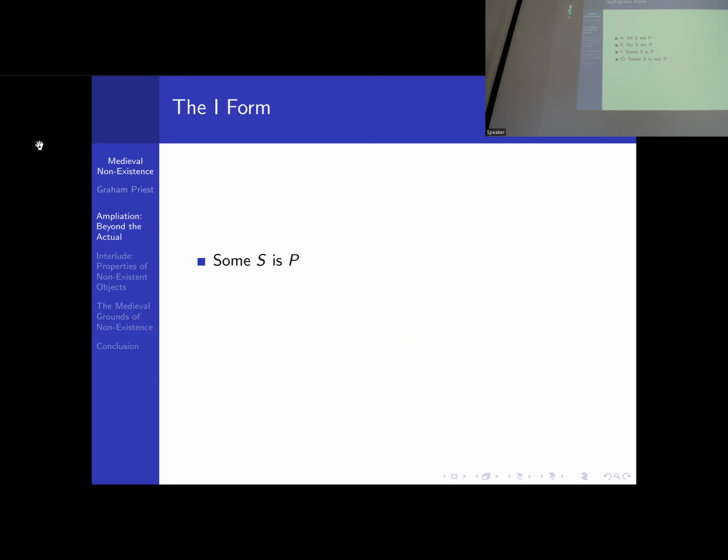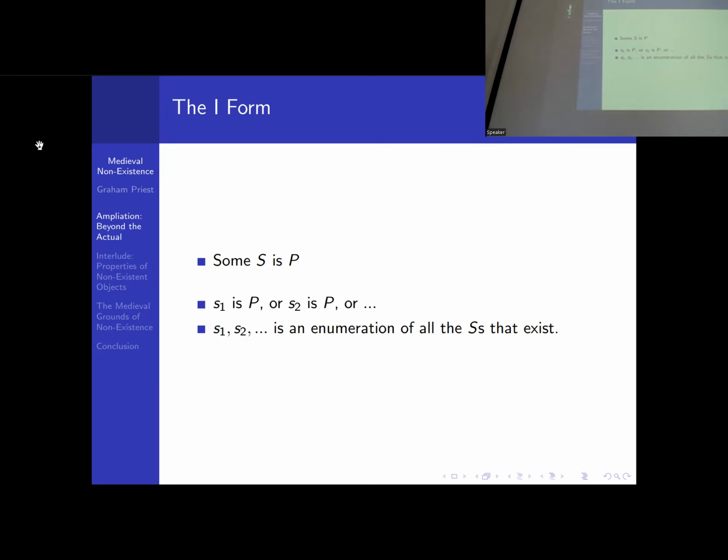Well, they're this. What is it for some S is P to be true? Well, it's a disjunction. And it's of the form, S1 is P, S2 is P, S3 is P, and so on, where S1, S2, and so on is an enumeration of all the S's that exist. Okay, nothing very exciting there. The logicians describe this as determinate supposition, but never mind the jargon. This is what it comes to.